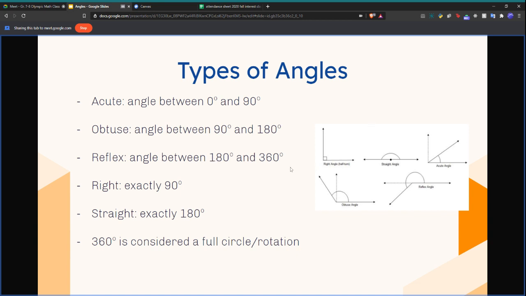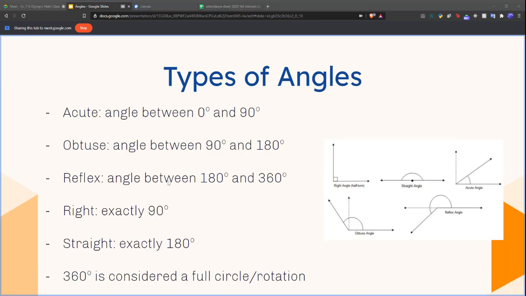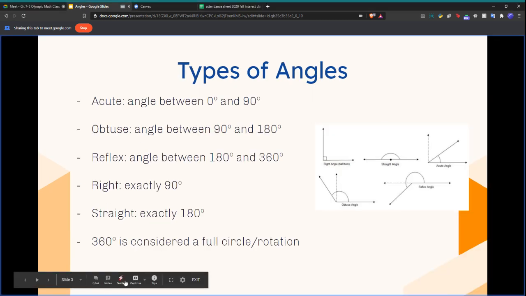And I'll also provide a diagram just to make that more clear. You can see acute here is between 0 and 90. Obtuse is right here between 90 and 180. And you have a reflex angle that goes beyond the 180, but it's still less than the 360 degrees. And then you have some other special angles.